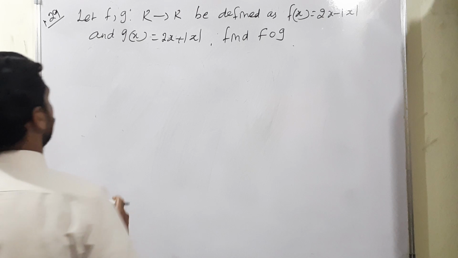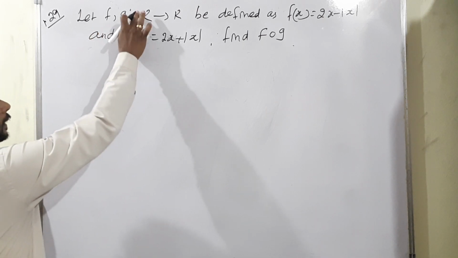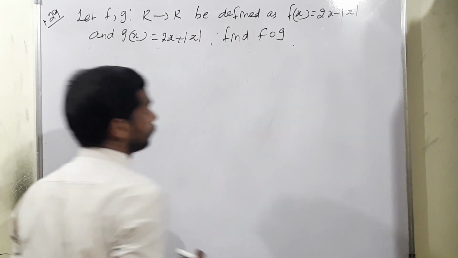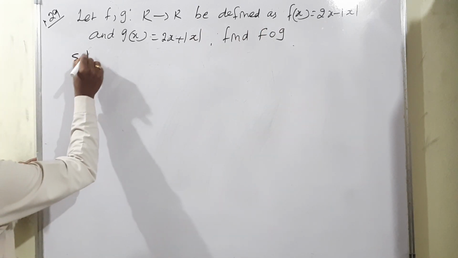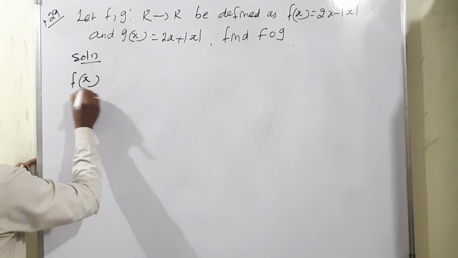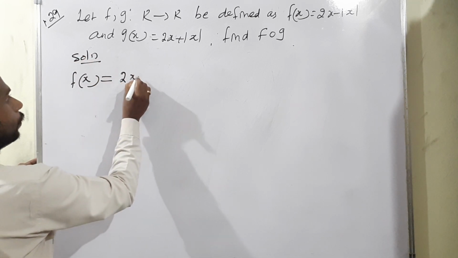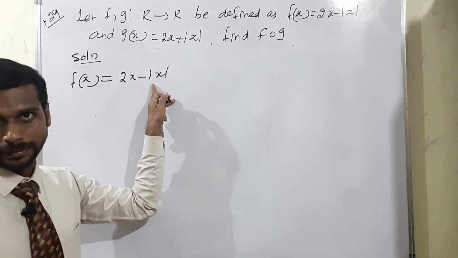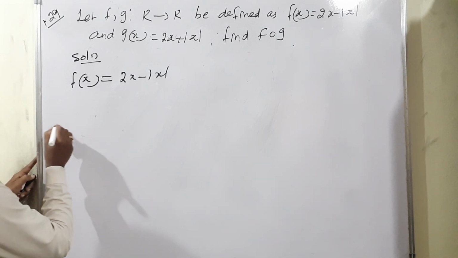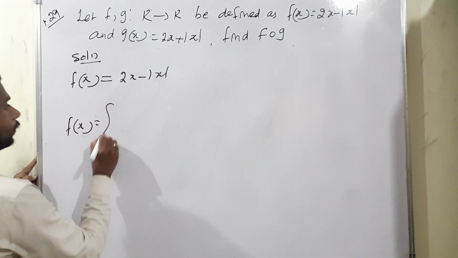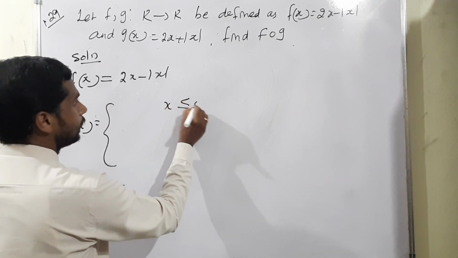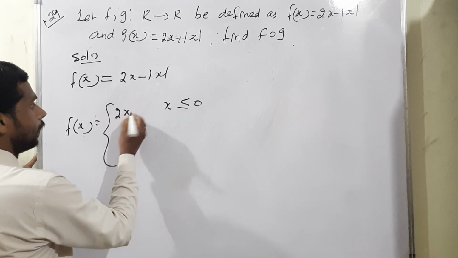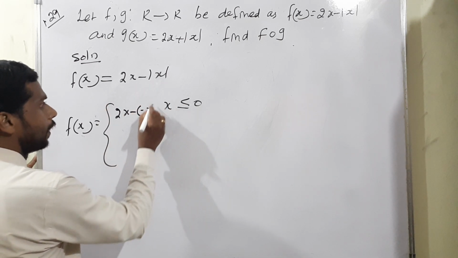Moving to example 1.29. Let f, g from real numbers to real numbers be defined as follows. Solution, first condition: f of x is equal to 2x minus mod x. Already you know the meaning of mod x, plus or minus x, isn't it? Therefore, the first condition we can rewrite: f of x is equal to, when x is less than or equal to 0, the negative value, so instead of mod x we can write negative x, isn't it?